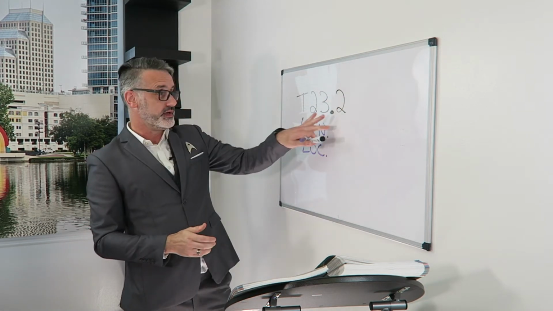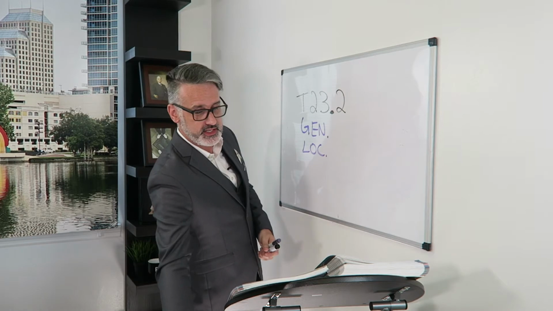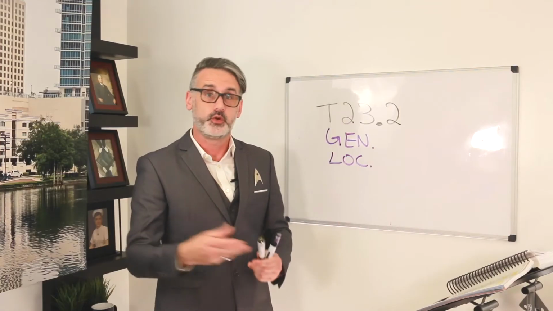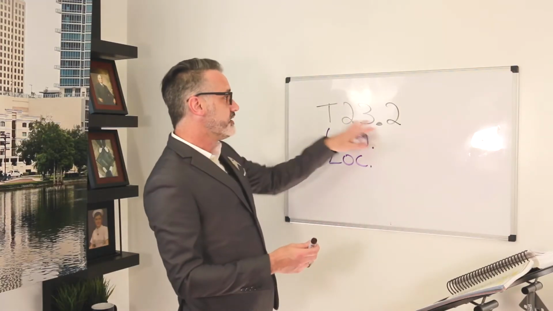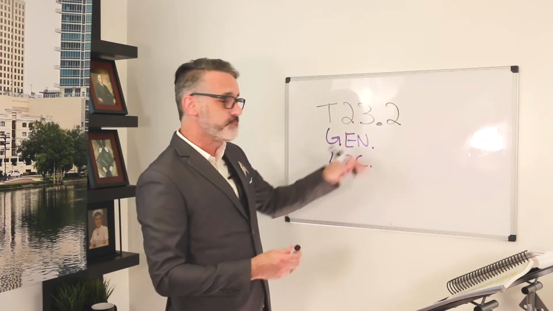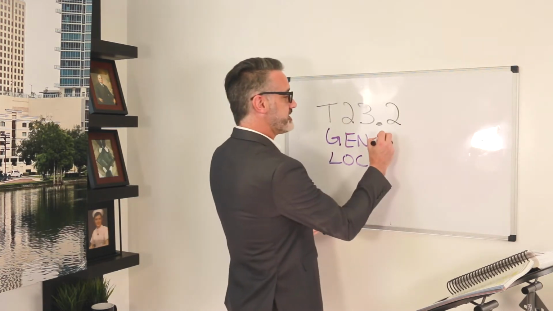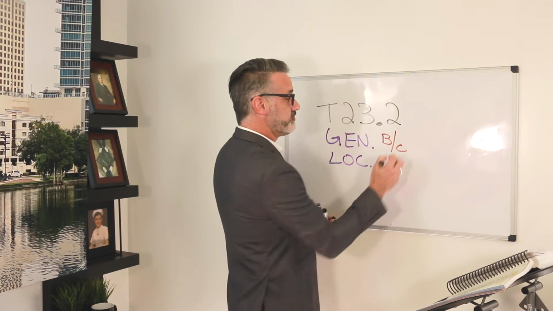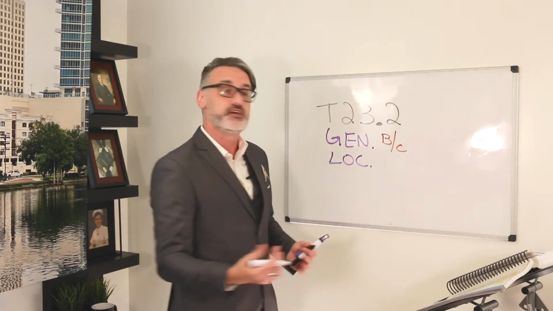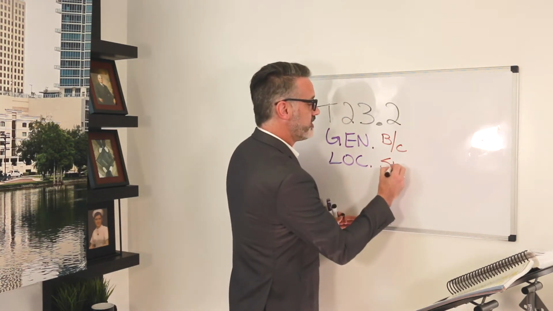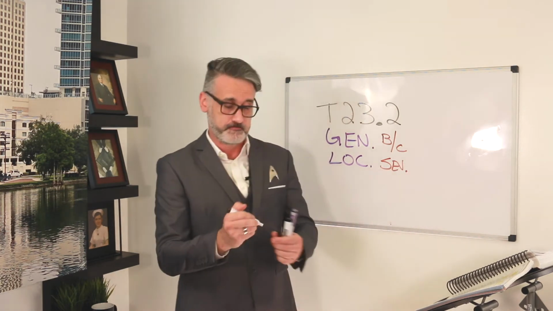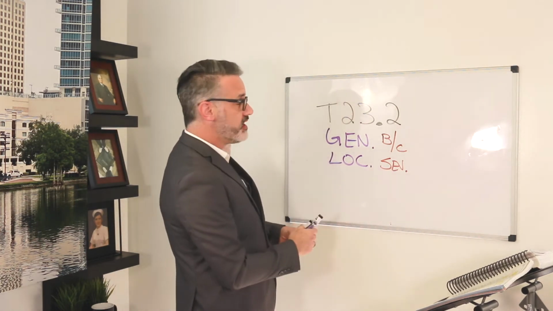And at that point, with the 0.2, I know the severity and is it a burn or corrosion. So T23, just generic location. Then the 0.2 tells me is it either a burn or a corrosion, which one am I dealing with, and also the severity. In this case, I'm looking at a second degree burn.